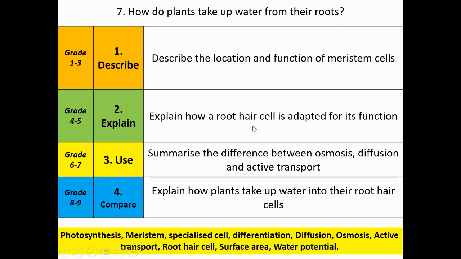2. Explain how a root hair cell is adapted for its function. 3. Summarize the difference between osmosis, diffusion, and active transport. So you could just explain what each one of those are. And 4. Explain how plants take up water into their root hair cells. So using what we know about osmosis and movement of water, and the specialized nature of those cells, how does the plant uptake the water?